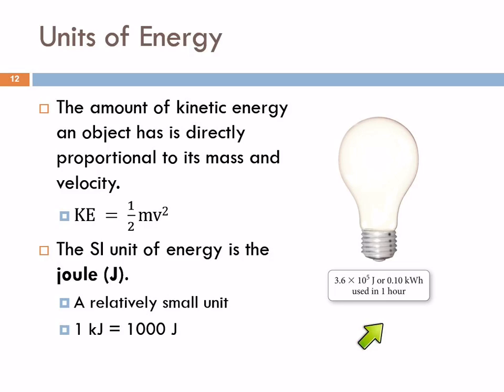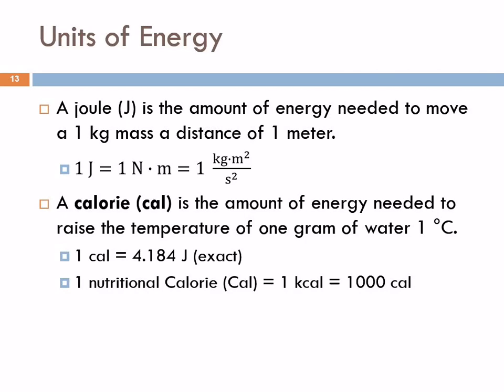Here, this is just an illustration. A typical light bulb will use 3.6 times 10 to the 5th joules in an hour. Sounds like a lot. Yeah, the joule is a very small unit. That's only 0.1 kilowatt hours. Kilowatt hours are another unit of energy that the electric company uses, but we don't use them in chemistry.